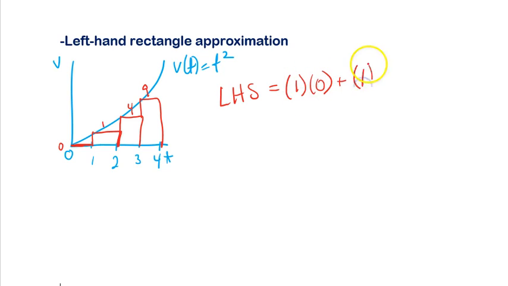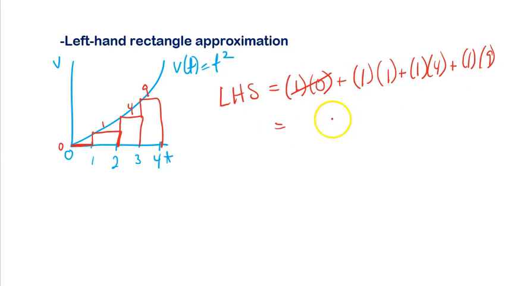My second one would be 1 times 1. My third one would be 1 times 4. And my fourth one would be 1 times 9. And again, I could have written the width and then added all the heights up like it was a GCF, which is fine. Obviously, this is going to be 0. I end up adding everything up and I get 14. So we know it's less than 30, more than 14, or less than 25.5, more than 14. It's somewhere in there.